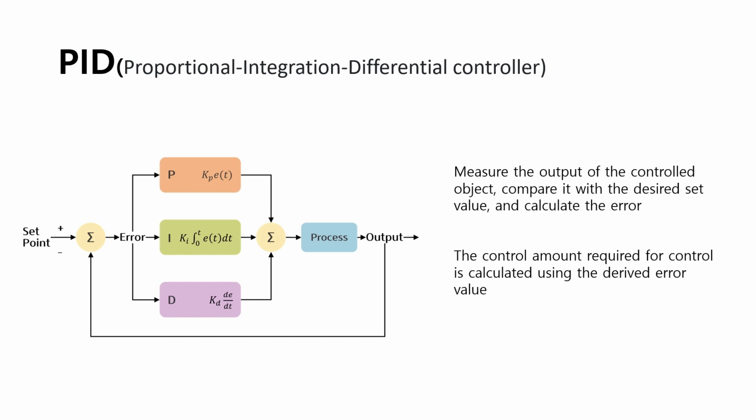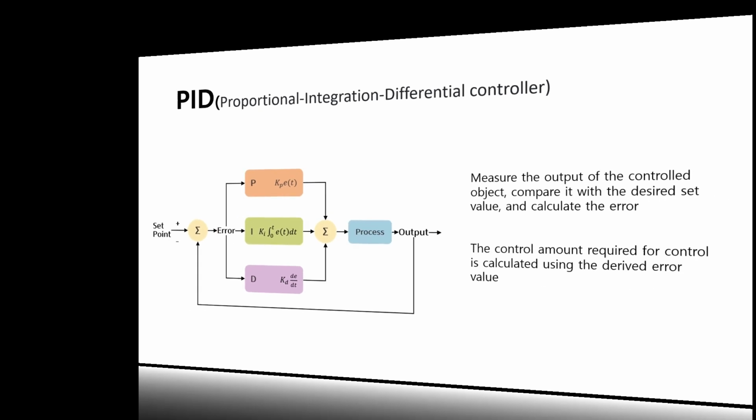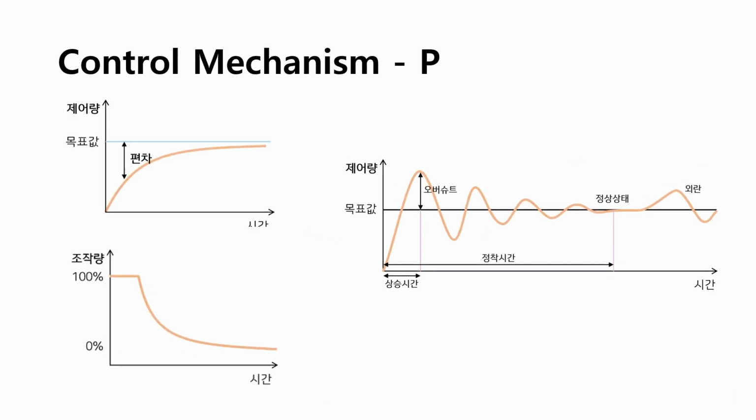PID control stands for Proportional Integral Derivative control. Measure the output of the control target and calculate the error by comparing it to the desired setting value. Calculate the amount of adjustment required for control based on the error value. PID control consists of three components. The P term adjusts the control input relative to the error. The larger the error, the greater the amount of change in the control input, which helps to reduce the error quickly. However, with only proportional control, the error does not converge to zero, and the system may not be stable.